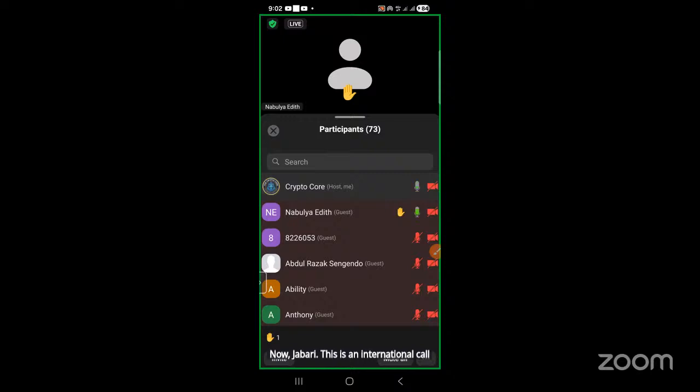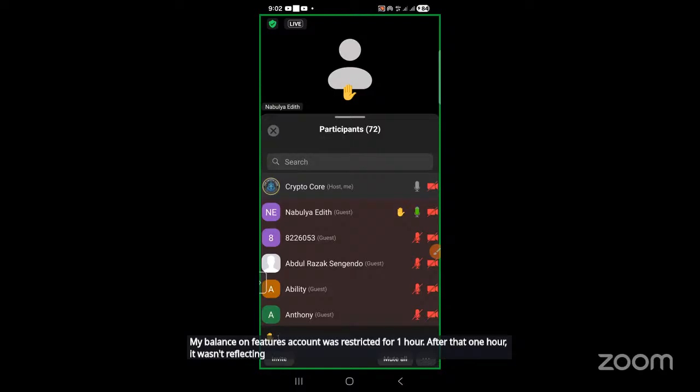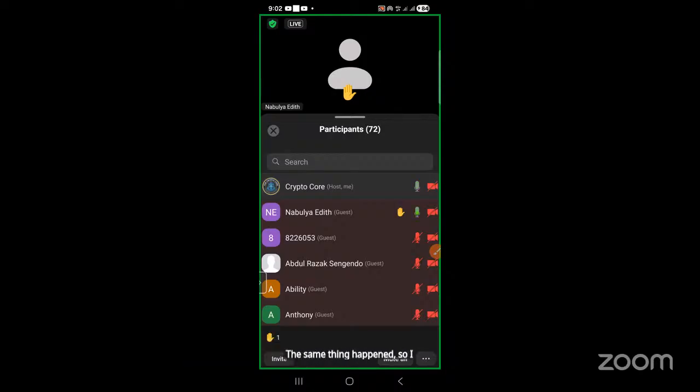My question is, I will bind the bot, but after binding, my balance on the futures account was reflecting for 1 hour. After that 1 hour, it wasn't reflecting. Then I did the process again. The same thing happened. So I went to my upline. We tried with her, and still the same thing happened.